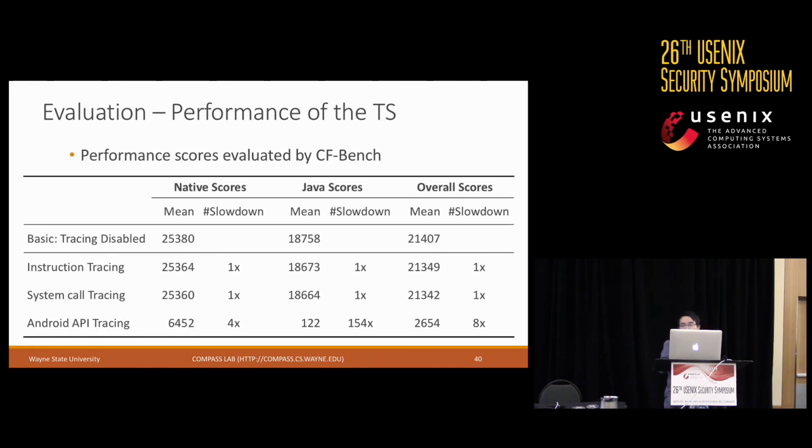And also, we use the CF-Bench application on the Android platform to measure the performance scores. The result also shows that the hardware-based trace does not affect the performance. And the software-based approach will introduce about 4 times to 154 times slowdown.